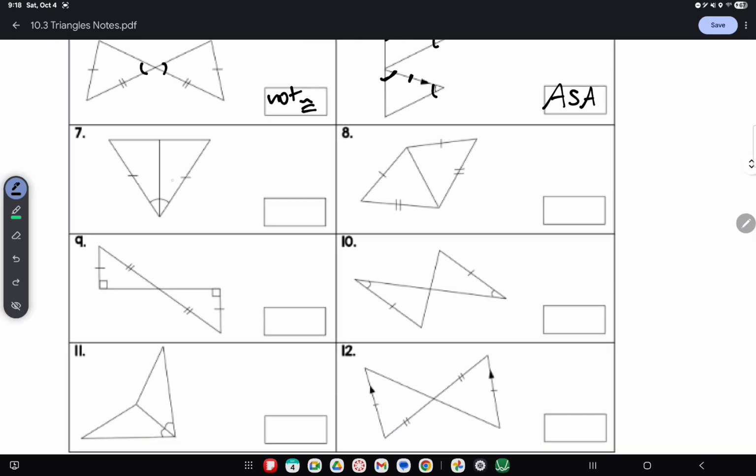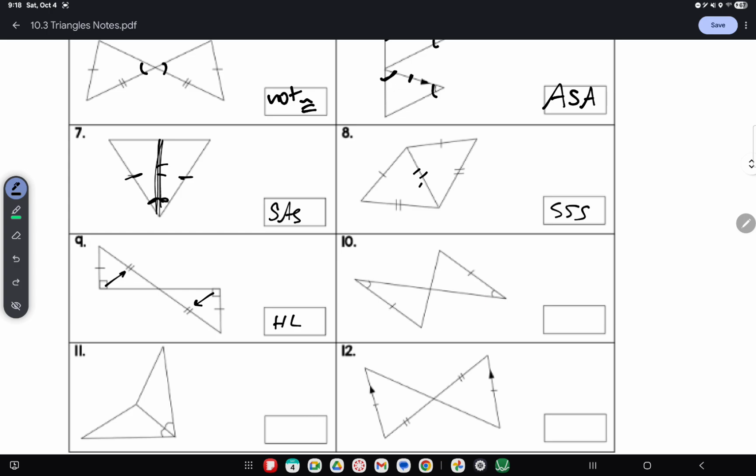All right, let's see, what do we have here? We have a side, an angle, and they share a side here. So that's a side angle side. This one, they share the third side. So this is a side, side, side. This has a right angle, so I want to think hypotenuse leg. So let's see, the hypotenuse, they do match up, and they do have another side length. So hypotenuse leg.